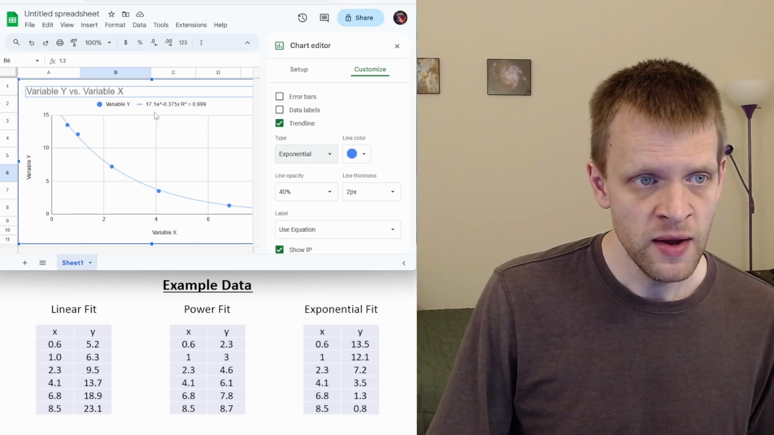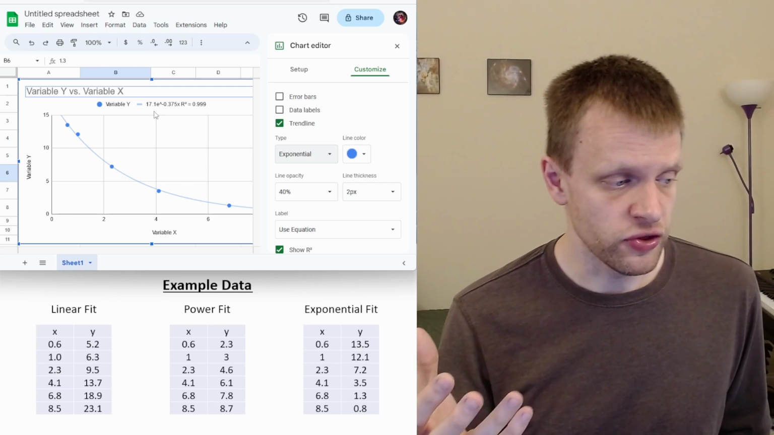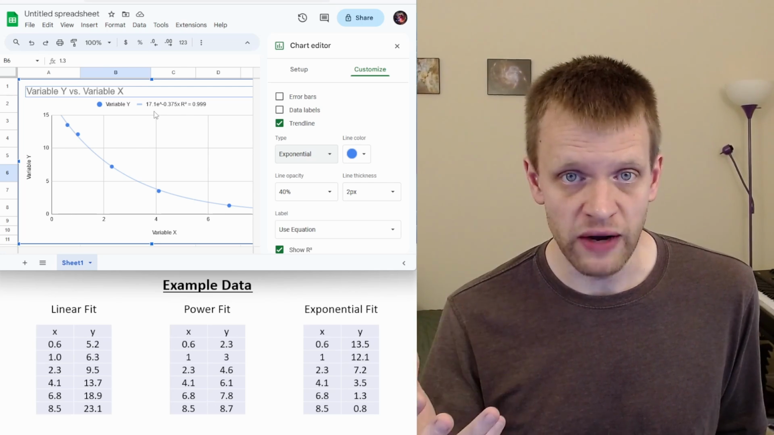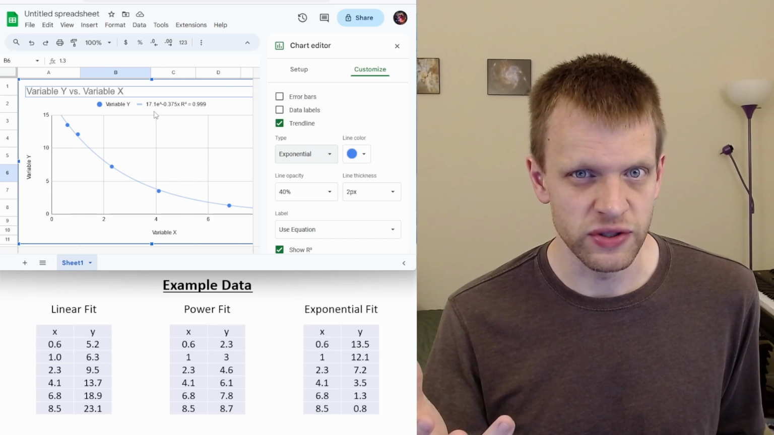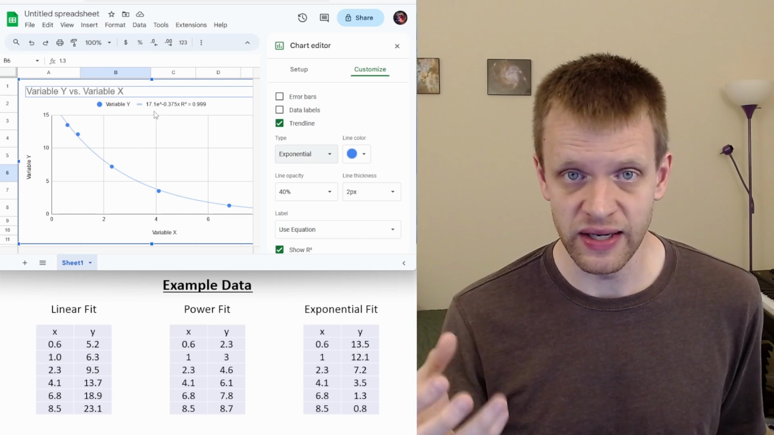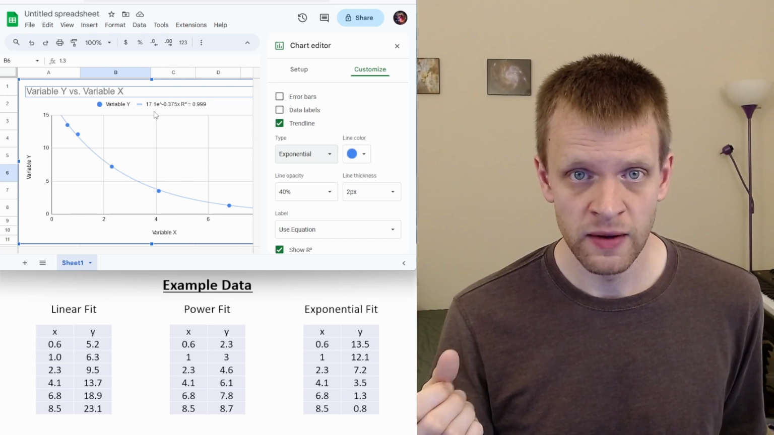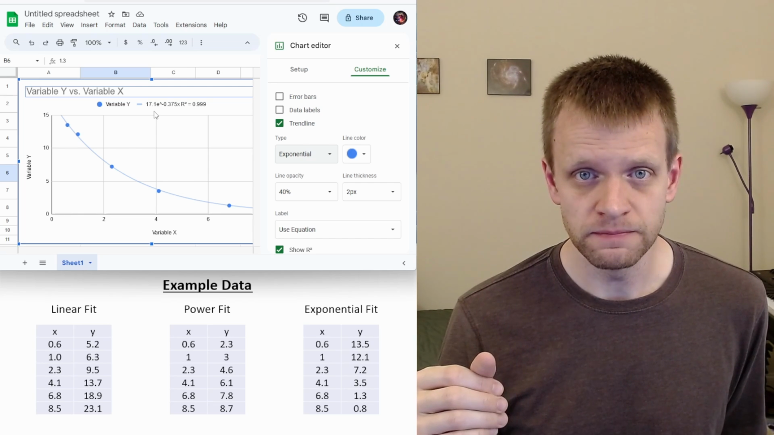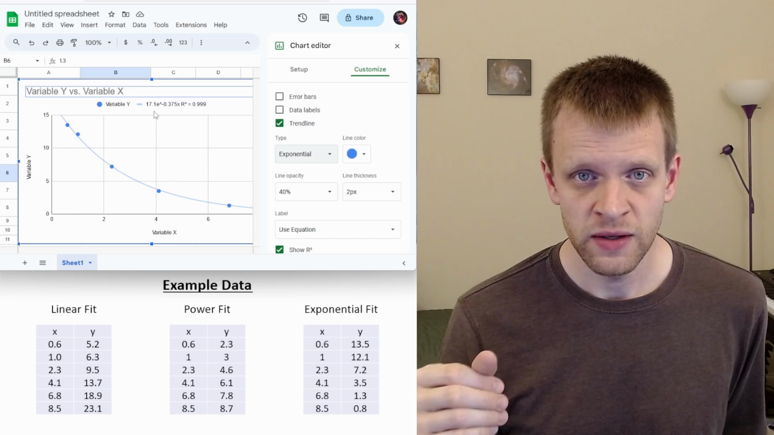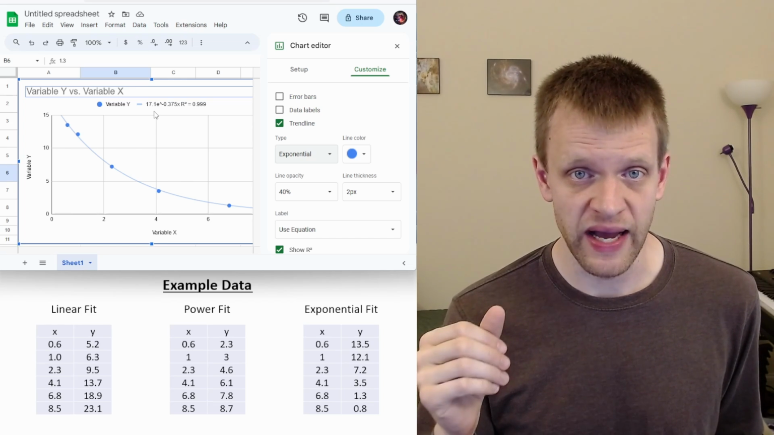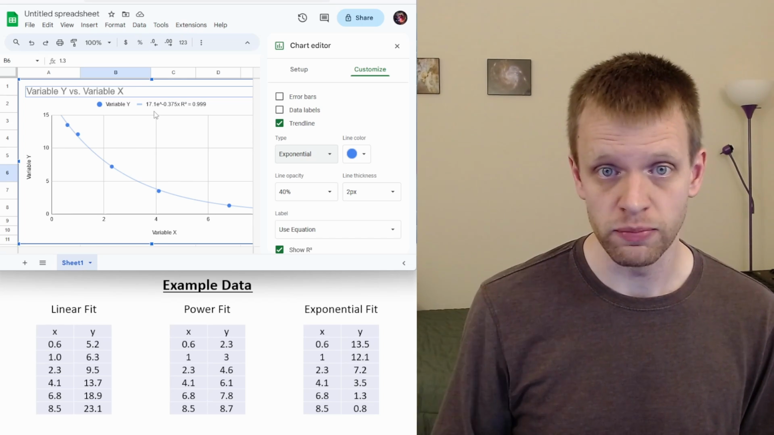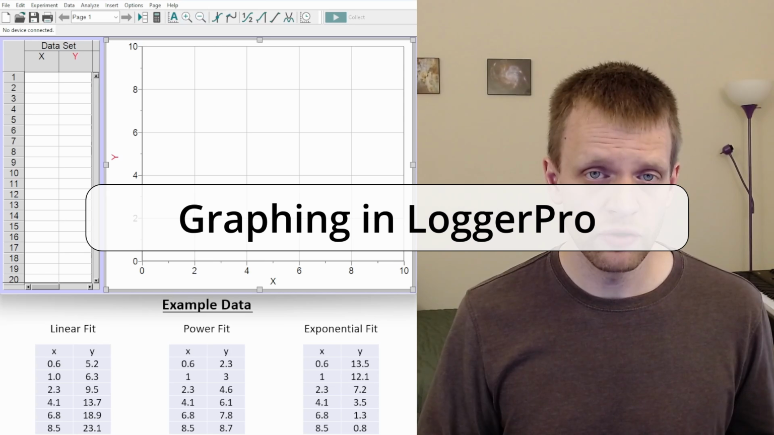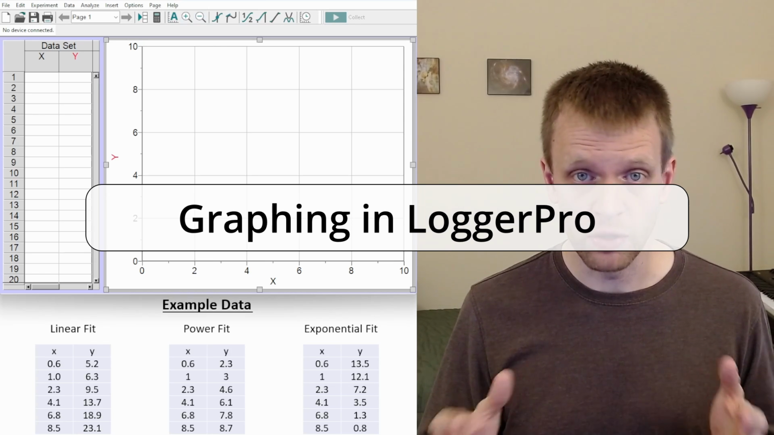Again, there's lots of other features that we can look at for any of these graphing programs, but these are the basic ones for making these scatter plots and getting these best fit lines. So let's also have a look at how we can make these graphs in LoggerPro as well.